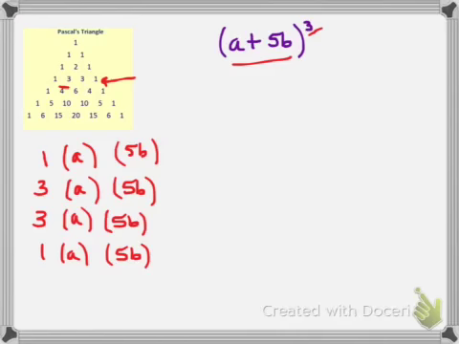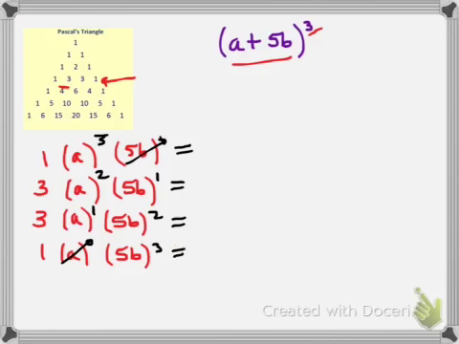Again, the a's are going to go 3, 2, 1, 0, while the 5b will do the same thing just in the opposite direction. So it's going to have 3, 2, 1, 0, and 3, 2, 1, 0. From there, all you really have to do is multiply everything together to figure out your separate terms.